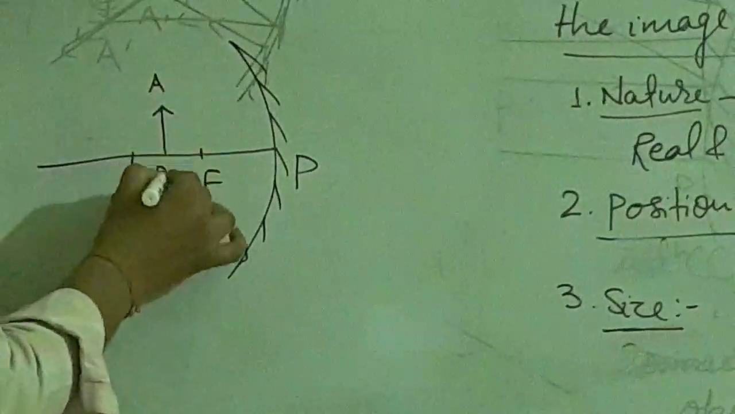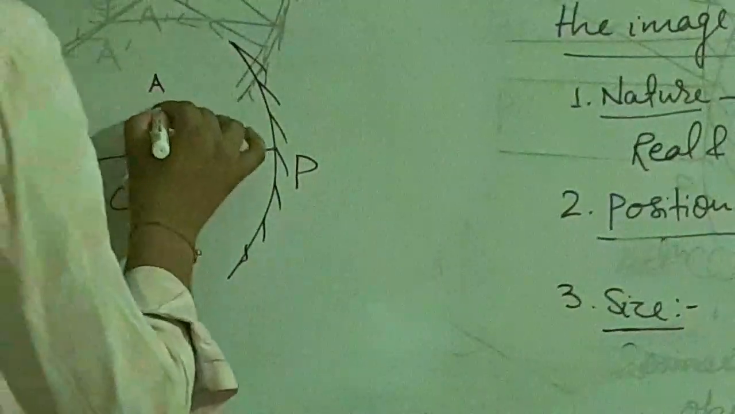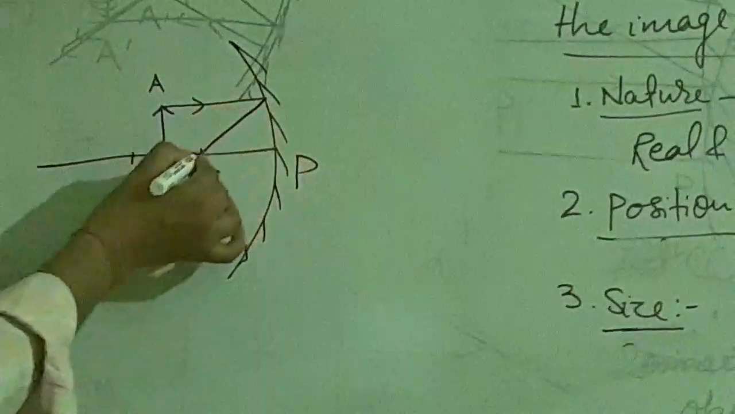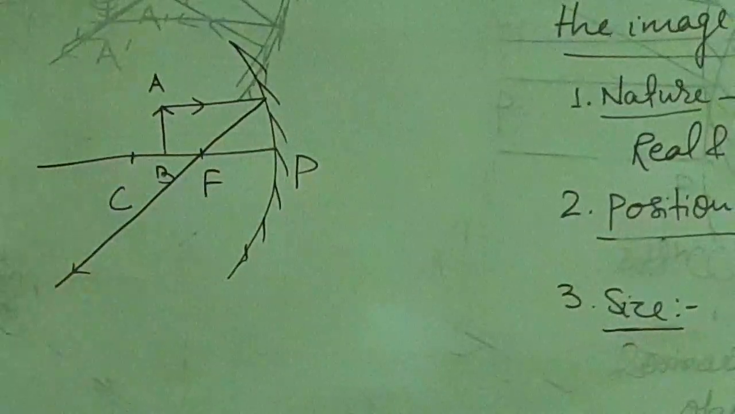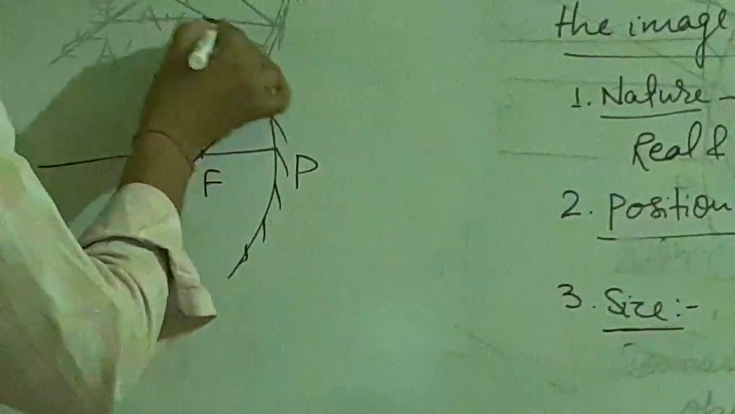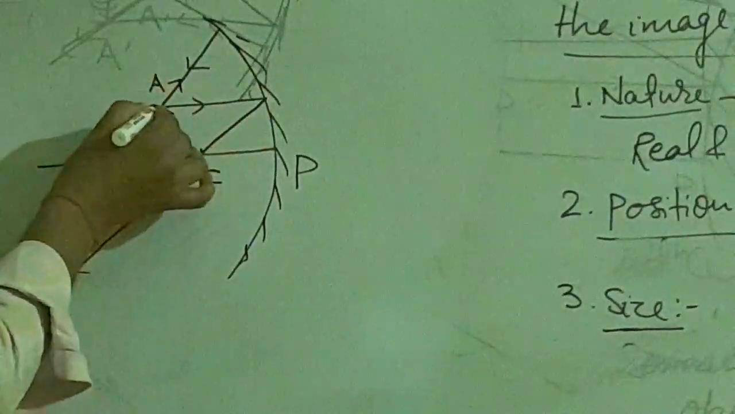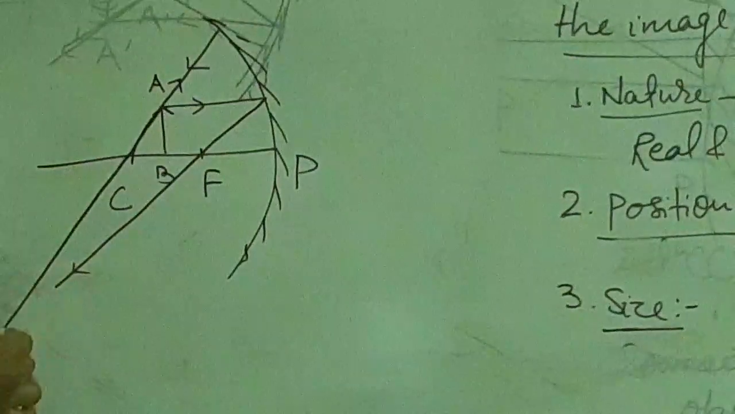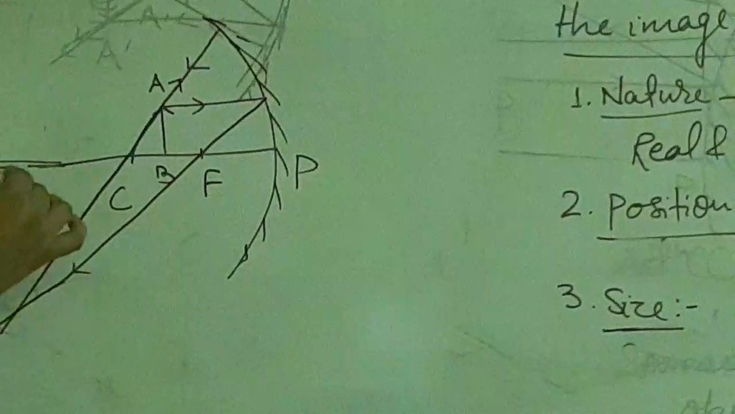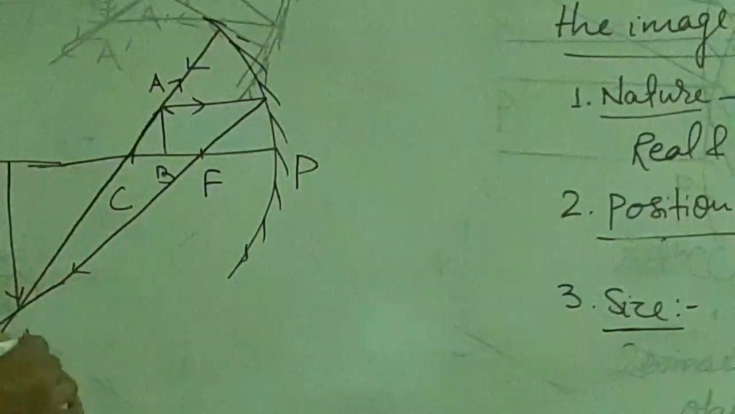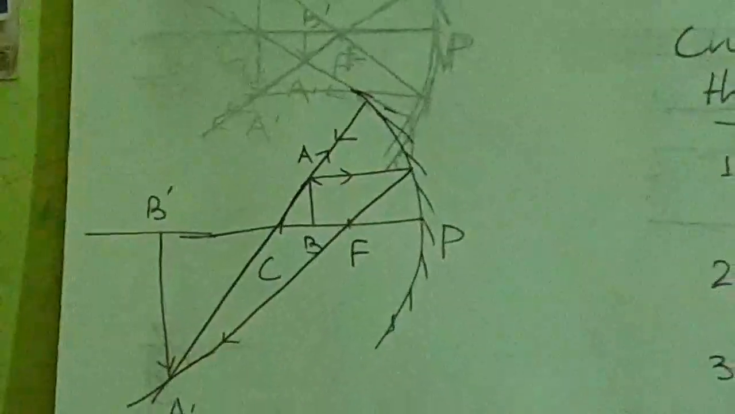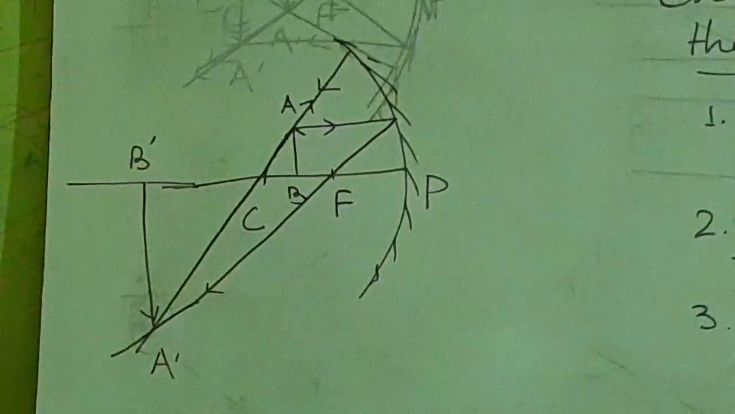The object is AB. You can take a ray incident parallel to the principal axis. It will pass through the focus after reflection. Take another ray through the center of curvature. It will reflect back along the same path and they will intersect each other here. This is A dash, B dash. So this is the image formation.